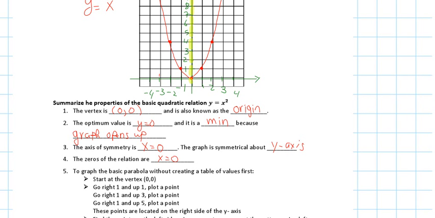So here is the special parent function. The vertex is at 0, 0. The minimum is at y equals 0. The axis of symmetry is x equals 0. We only have one zero, at x equals 0. How about the y-intercept? How many y-intercepts? Where is the y-intercept? y equals 0.